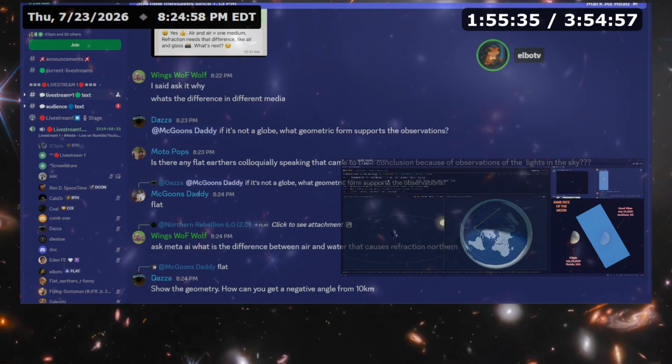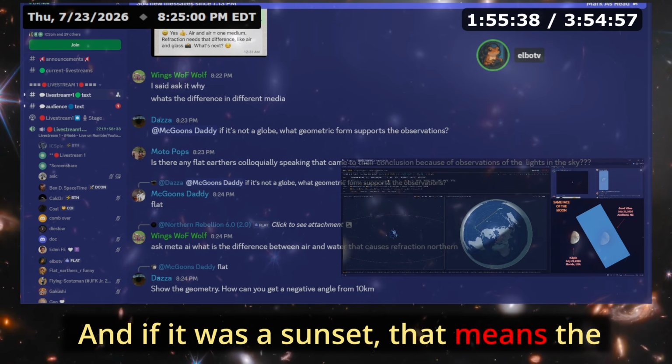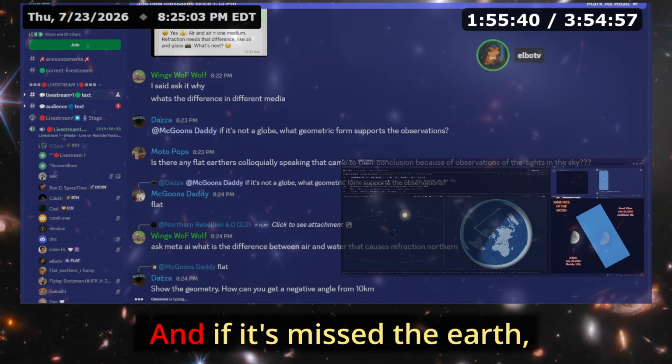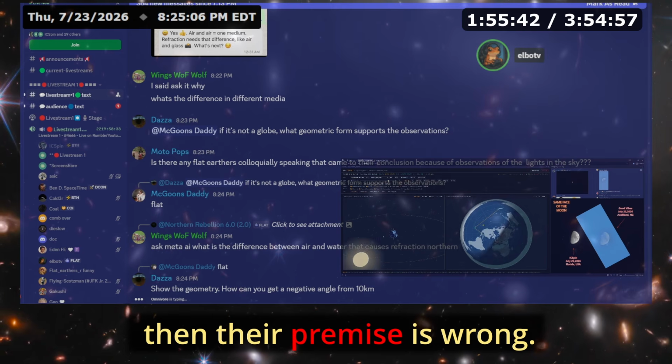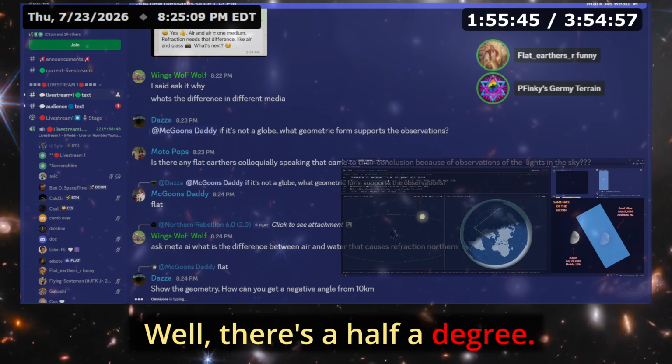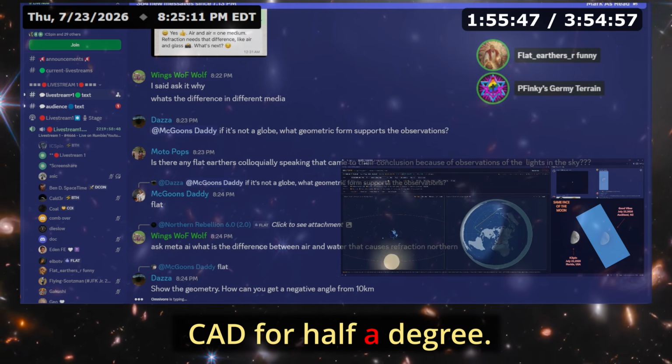There was no picture. And if it was a sunset, that means the sun was definitely touching the Earth. And if it's missed the Earth, then their premise is wrong. Well, there's half a degree. Again, maybe you could run the CAD for half a degree up.